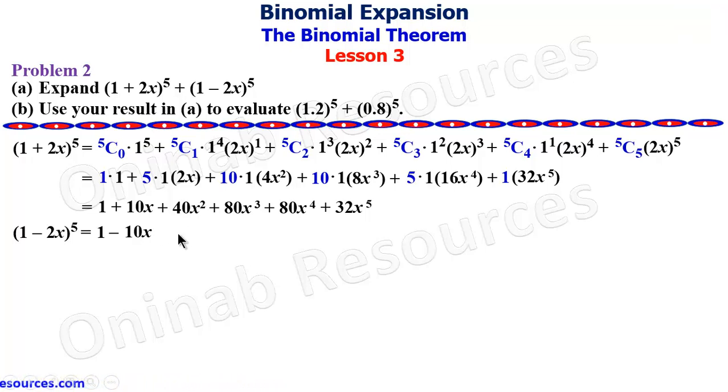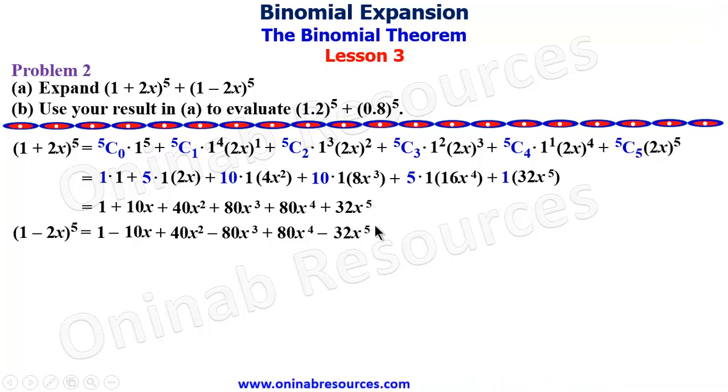This is even. We have it as plus 40x squared. This is odd. It goes with minus 80x cubed. This is even, plus 80x to the power 4. And this is odd, so we have minus 32x raised to power 5. And that's all. We go ahead now to sum them up.